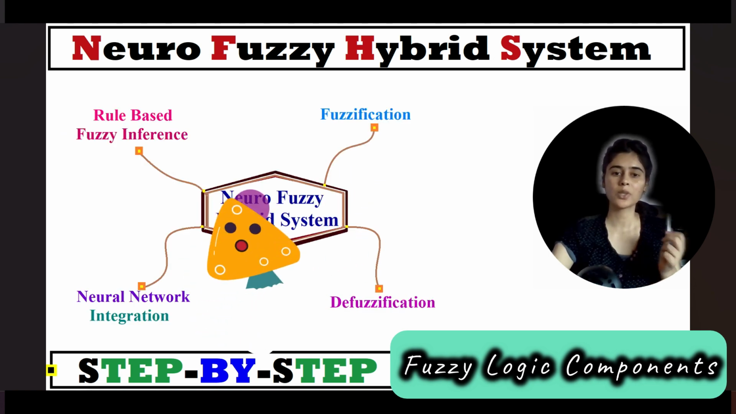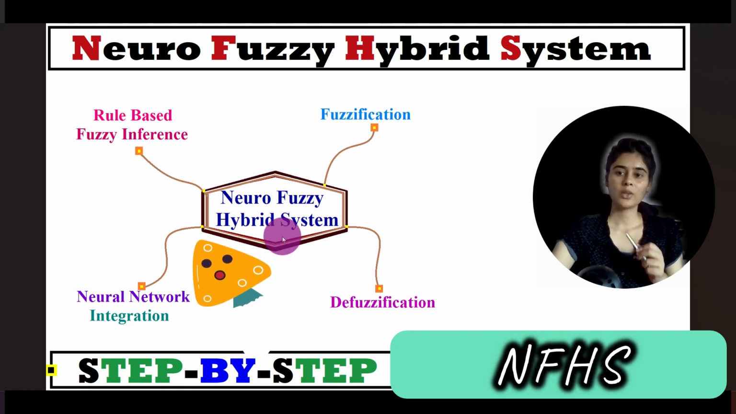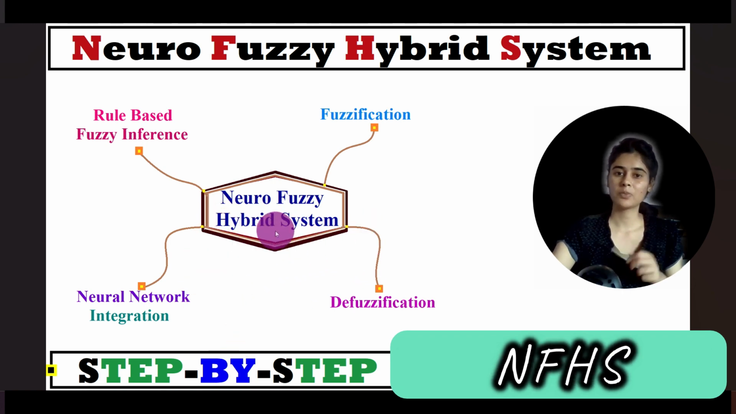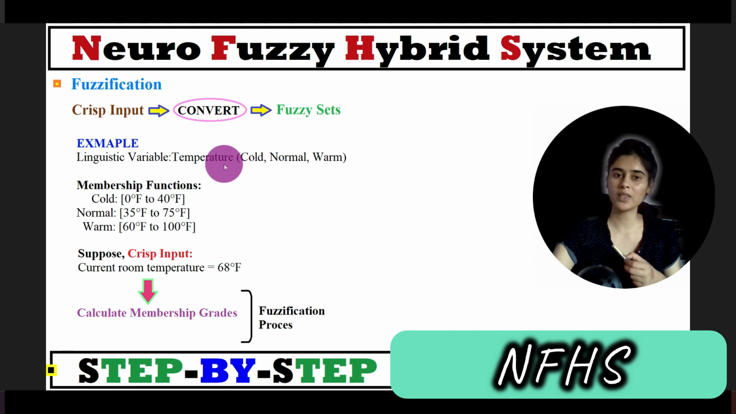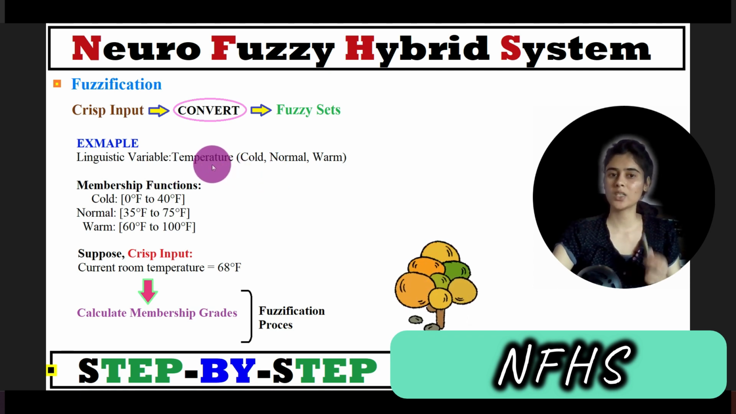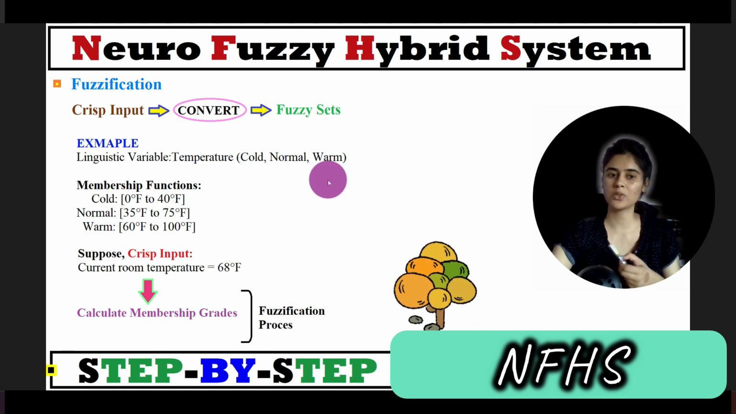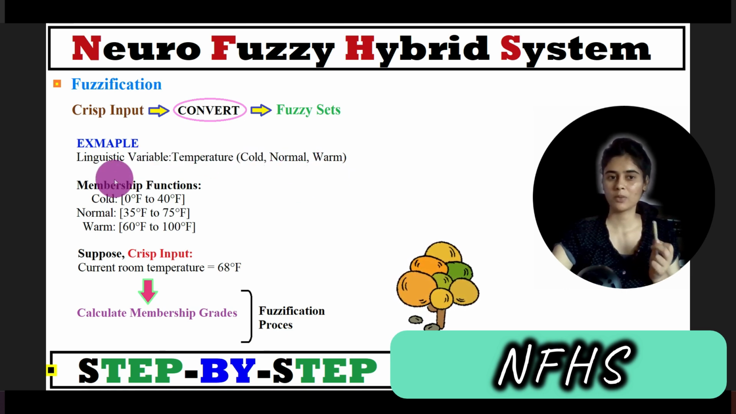Now we have Neuro Fuzzy Hybrid System. In Neuro Fuzzy Hybrid System, we have different components like fuzzification, rule-based fuzzy inference, defuzzification, and neural network integration. In the fuzzification, the crisp input is converted into fuzzy sets. For example, we have linguistic variable temperature, and for this variable we have 3 different values: cold, normal, and warm. Now for this we have membership function.